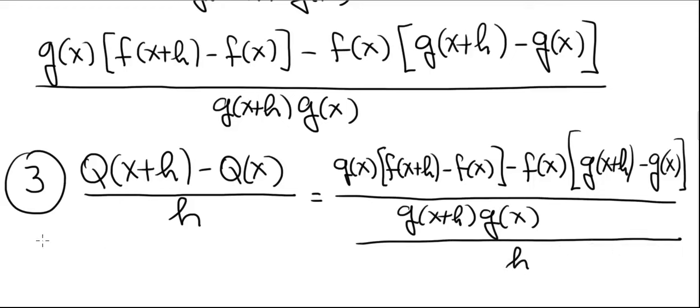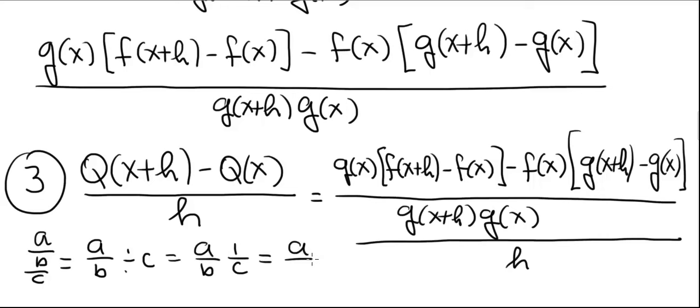But remember from basic algebra, a divided by b divided by c, that's a over b divided by c, which is a over b times 1 over c, which is a divided by b times c. We have exactly the same kind of stack here. So this is equivalent to h moving here and multiplying g of x plus h times g of x.